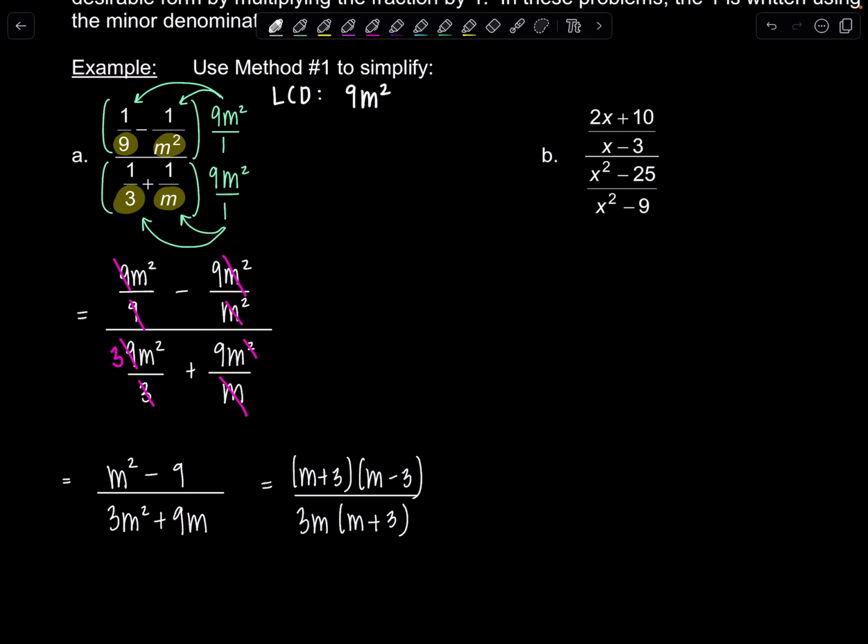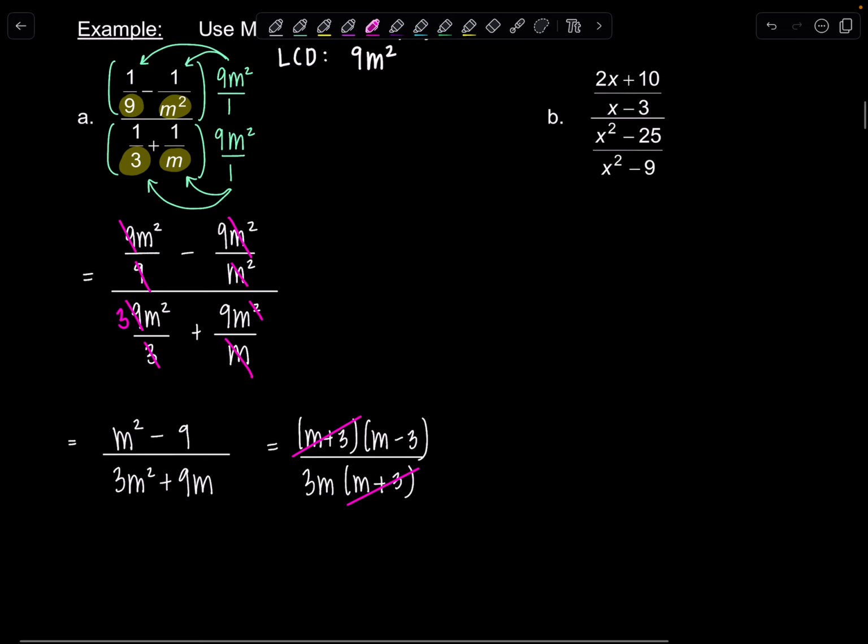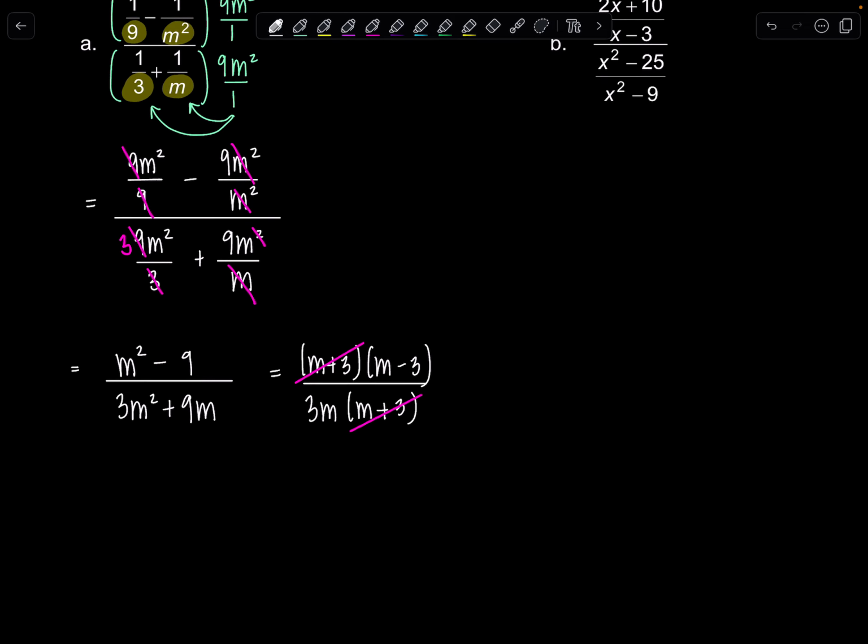Good? Well, lo and behold, yes, more canceling fun. m plus 3 is gone. So then we're left with our final answer, completely simplified, m minus 3 over 3m. We're going to revisit this problem once we talk about the second method, but for now, hopefully method number 1 is making sense. And honestly, in most of the calculus problems we encounter, this method is better, okay? All right, let's move our attention to another one.